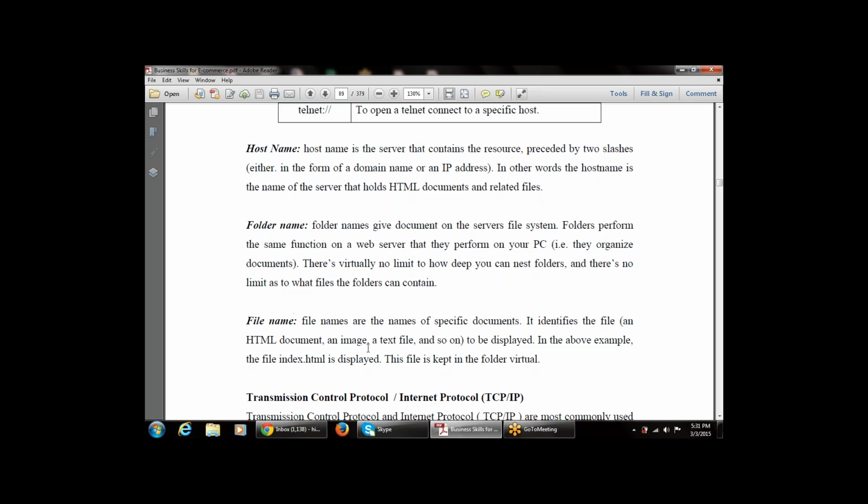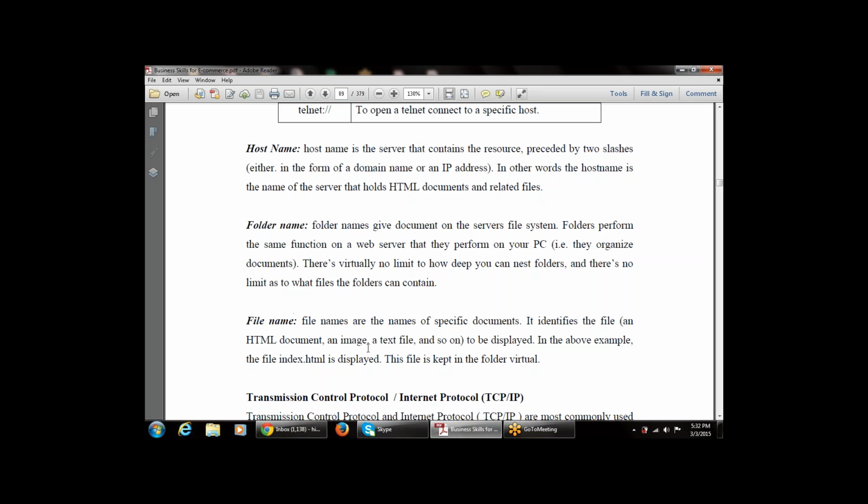Then there is the file name, which is the name of a specific document. Whenever we give a name to the file, that is a file name. It identifies the file, for example an HTML document, image, text file, and so on. So whenever we want to identify the file, it can be identified by using the file name.